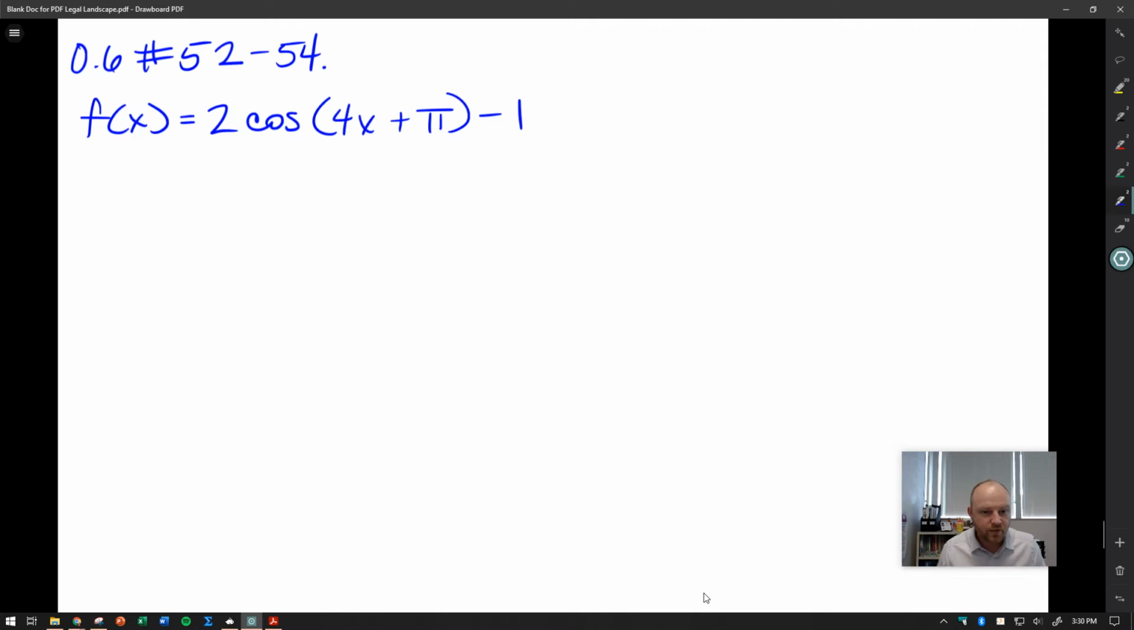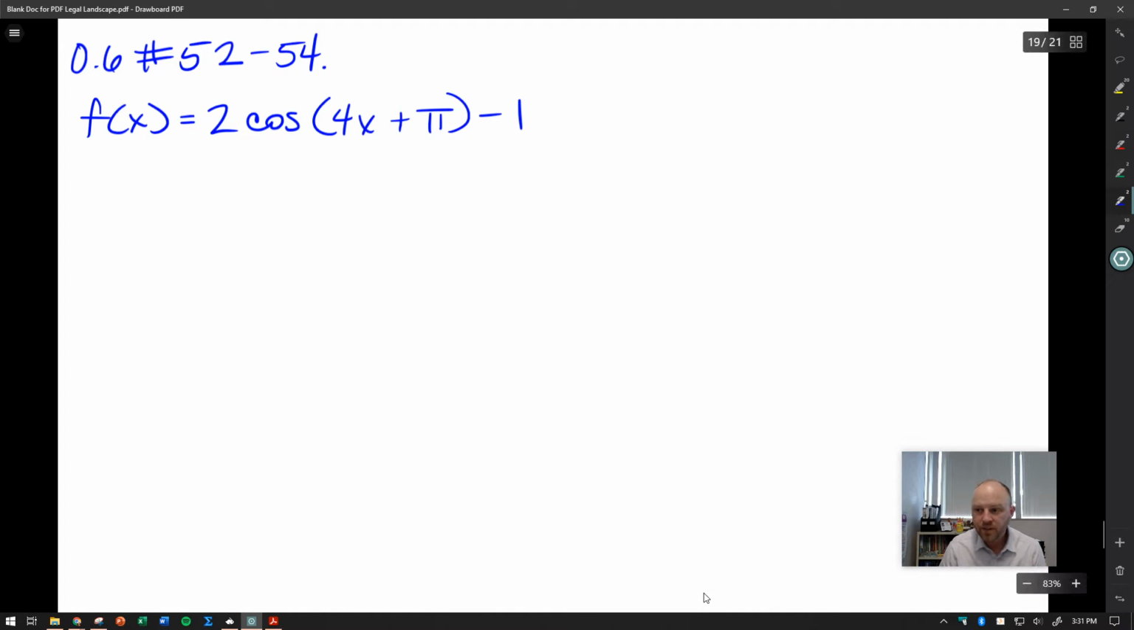Okay, we got a request for some of the multiple choice questions in 0.6. So I figured I would do at least 3. 52 through 54 go all with this function. f of x is 2 cosine of 4x plus pi minus 1. And we're going to get asked about the domain, the range, and the period.